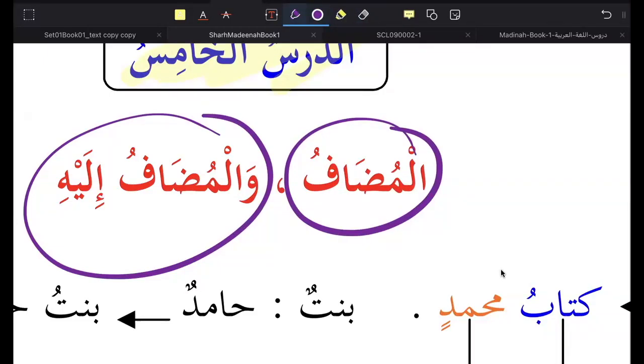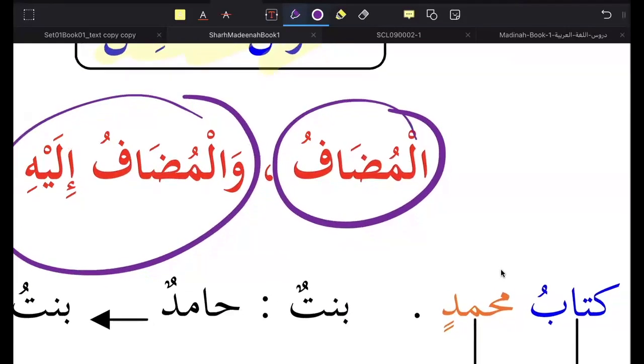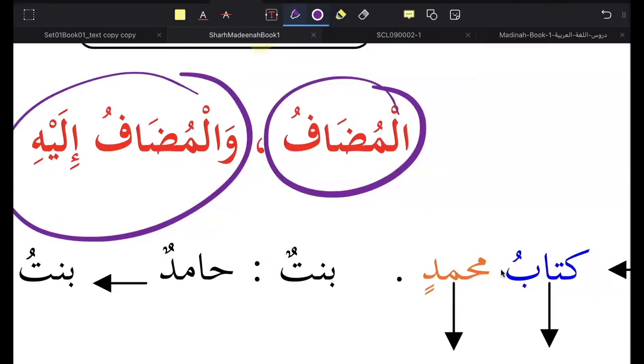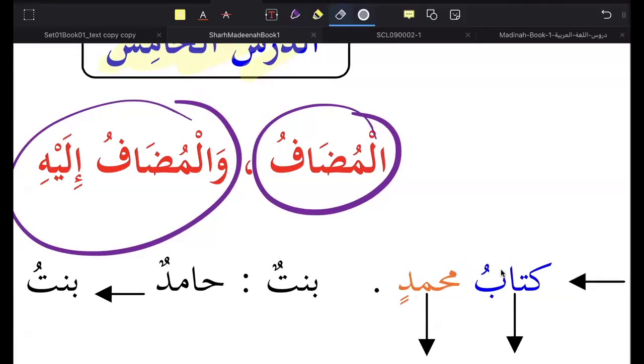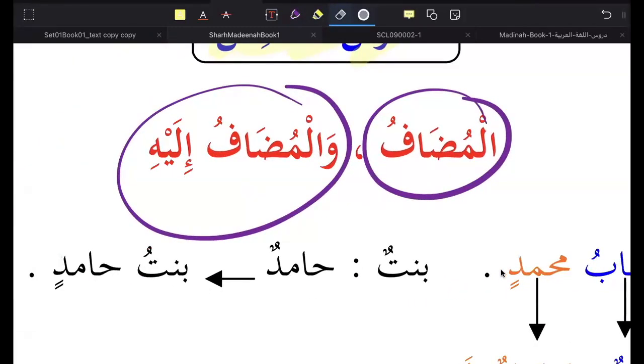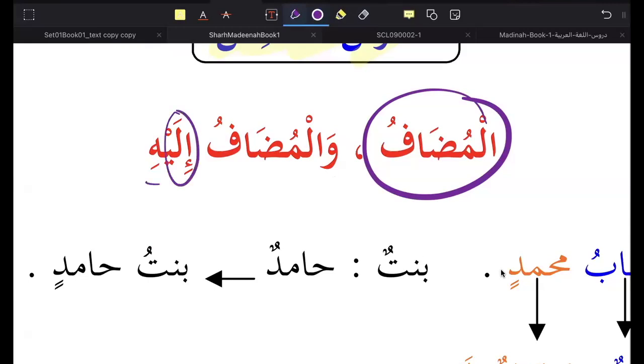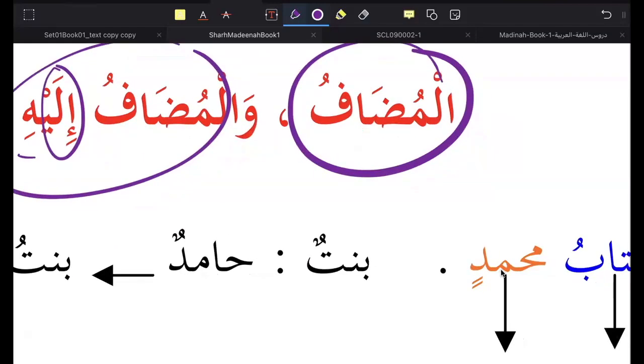In the beginning, I don't push students to memorize a lot of grammatical terms, but this is one of the terms that it is perhaps best to memorize from the beginning. But if you know what it means, mudaf means something that has been added. Mudaf is from idafa. Idafa means to add something. So mudaf is something that has been added, and mudaf ilayhi, we already learned ila means to, but ilayhi means toward it. So here it means something that has been added to. So something that is added and something that is added to.